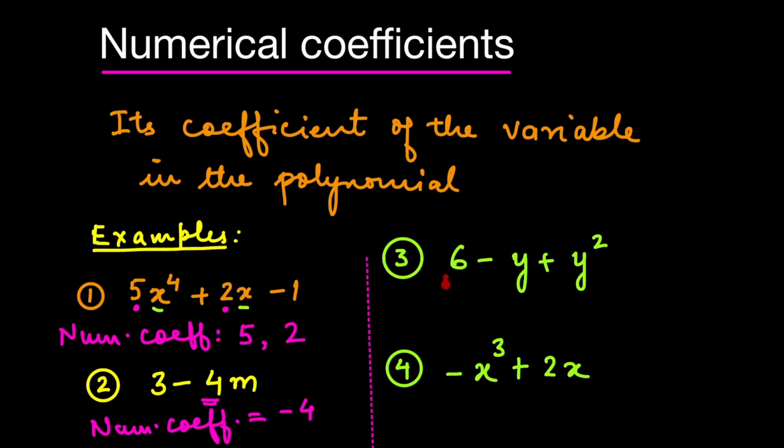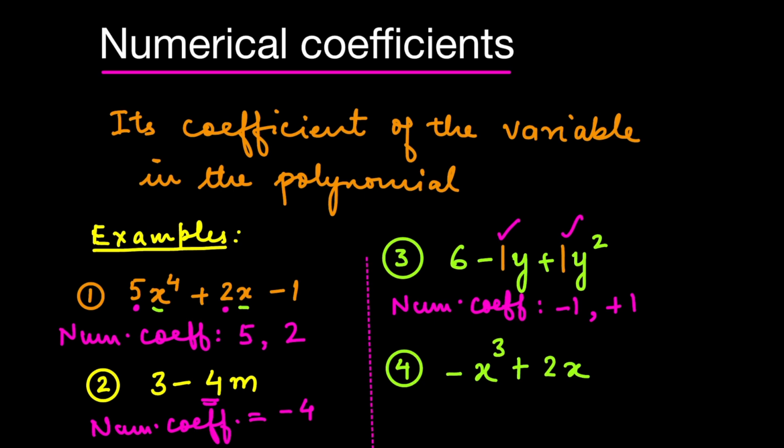Now example 3. In this the variable is y. We see there is no number written. When we are not able to see any number with it, we can put 1 at that place. So we just rewrite this one this way. And now if we write the numerical coefficients, what are the coefficients? This one we can see it is -1 and here it is +1.